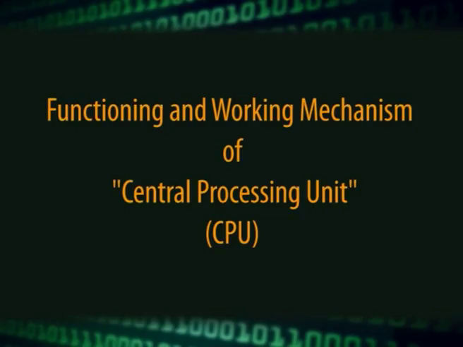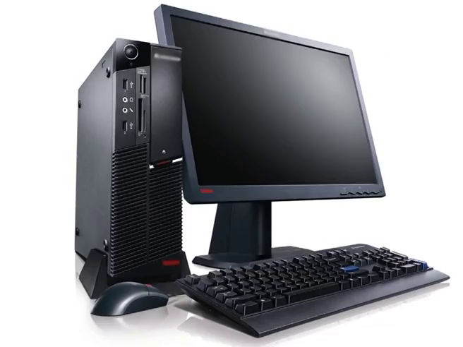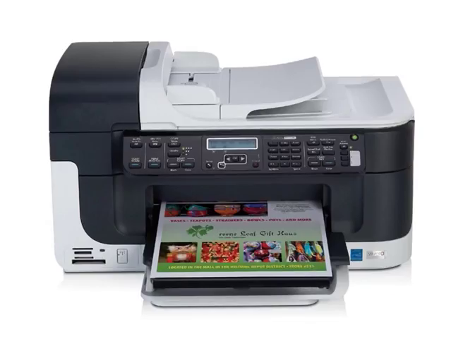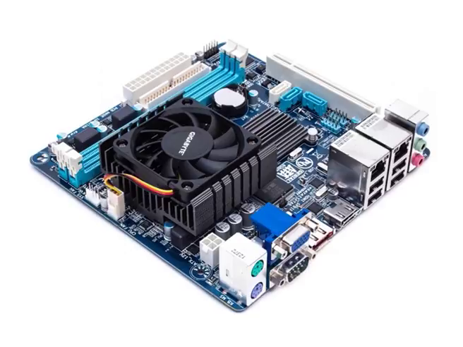Hello everybody, today we are going to study the functioning and working mechanism of the central processing unit, called CPU in short. Before we talk about CPU, let us revise the components of a digital computer. A digital computer consists of input devices like keyboard, mouse and output devices like monitor, printer and main cabinet unit consisting of CPU, memory and I/O controllers.